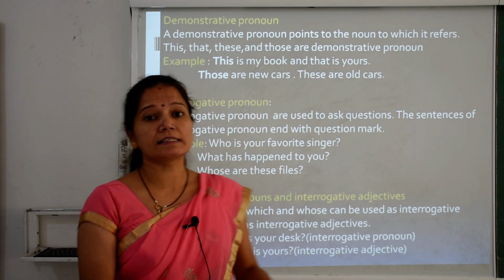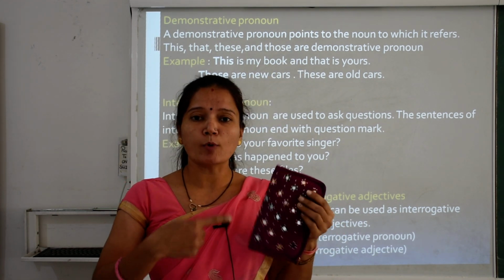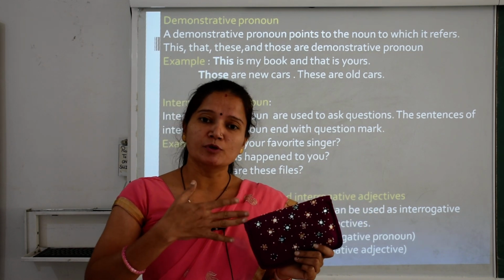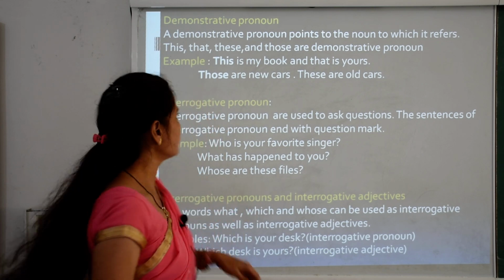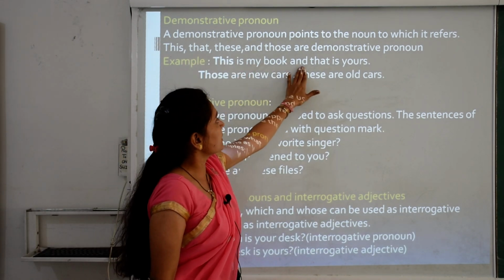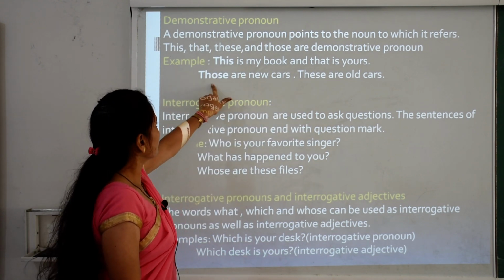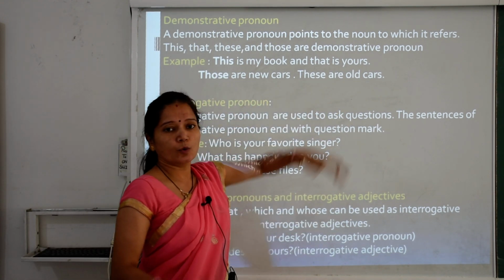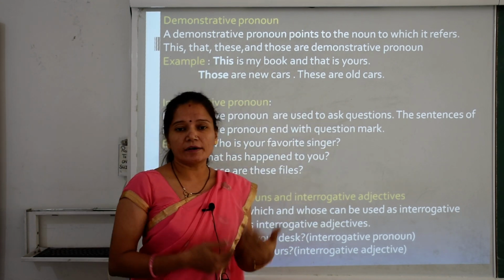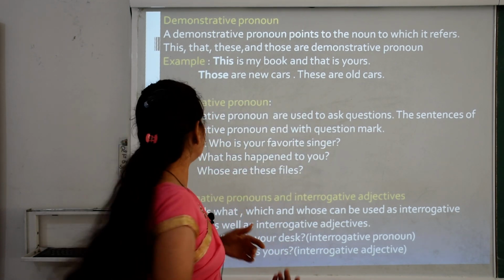So if I say, this is my purse. Okay. So I am pointing, this is my purse. So this is what? This is a demonstrative pronoun. Okay. Let's see the example. This is my book and that is yours. Those are new cars, these are old cars. So this, that, those and these are called demonstrative pronouns.